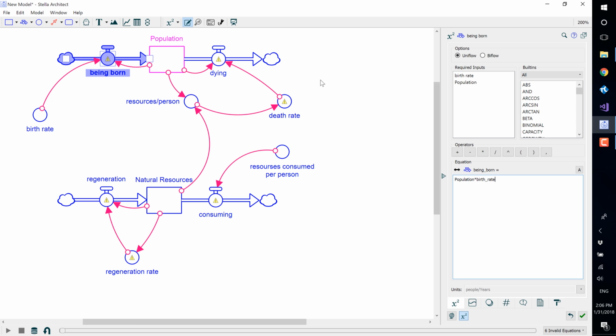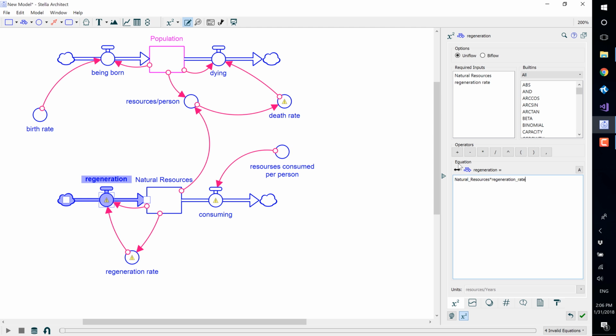Redefine the dying flow as population multiplied by death rate. And redefine the regeneration flow as natural resources multiplied by regeneration rate.